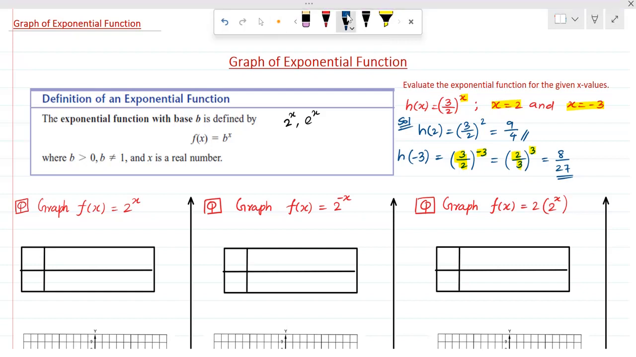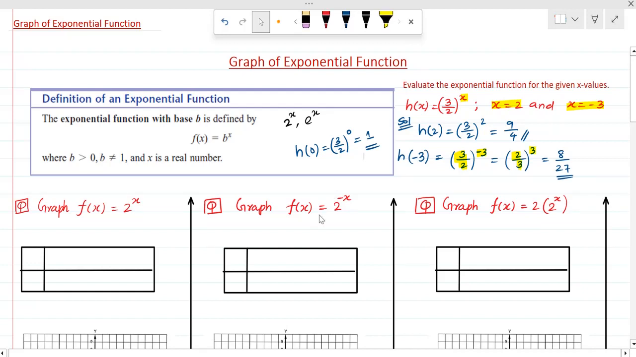And any power 0 is 1. So if you have h of 0, you will get (3 over 2) to the power 0. Any power 0 is equal to 1.